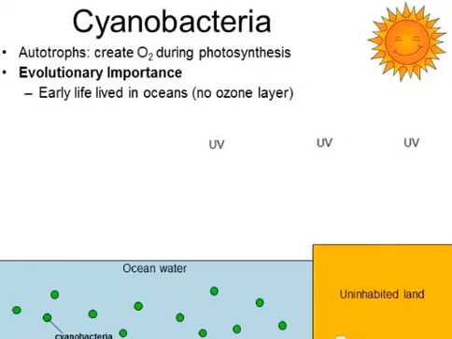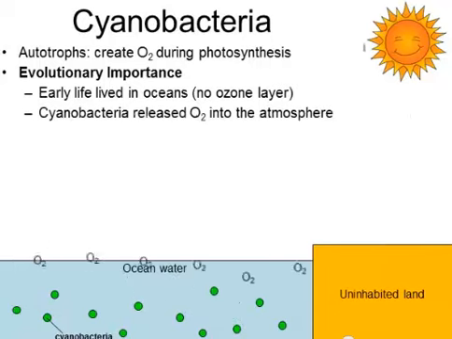It says early life lived in the oceans because there was no ozone layer. I hope you know that the sun releases a type of radiation called ultraviolet radiation. UV stands for ultraviolet. And at one time, our Earth's atmosphere did not have an ozone layer. So there was no protection from the radiation from the sun unless you lived underwater. So that's one reason why we were pretty certain that life on Earth originated in the water. There was no ozone layer. That's not the only reason why we think life originated in water, but that's one reason.